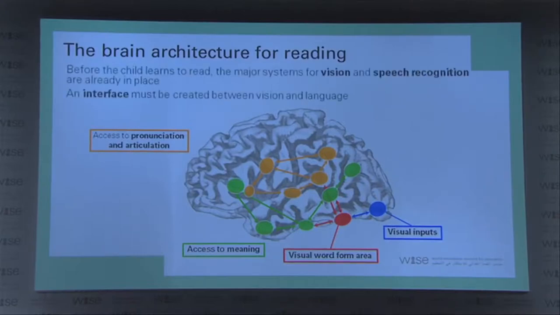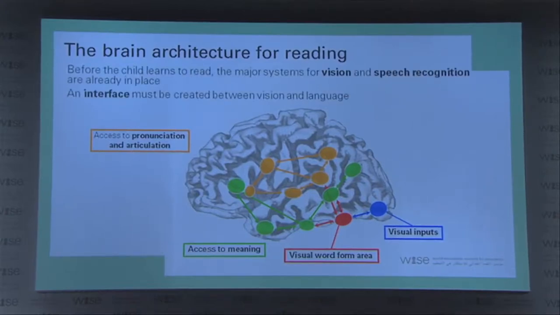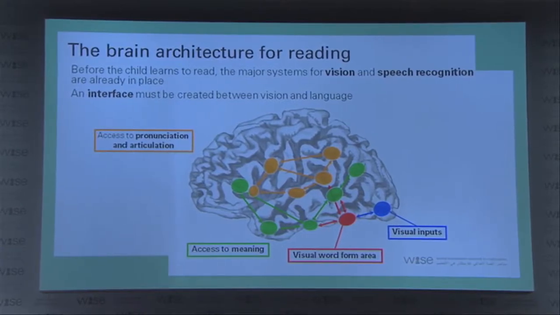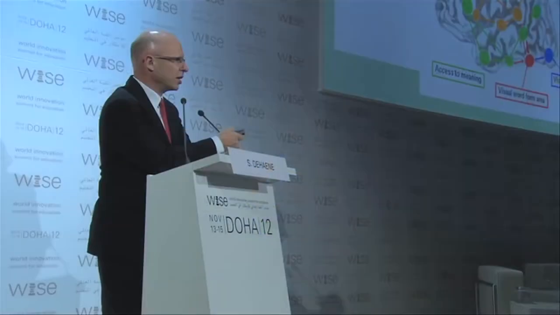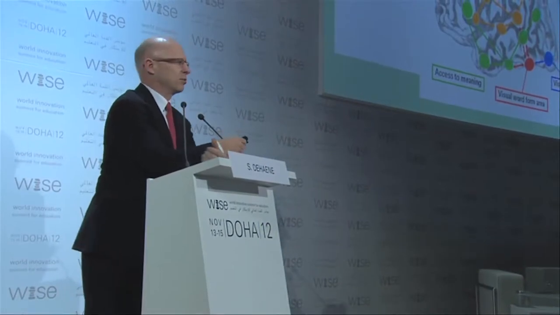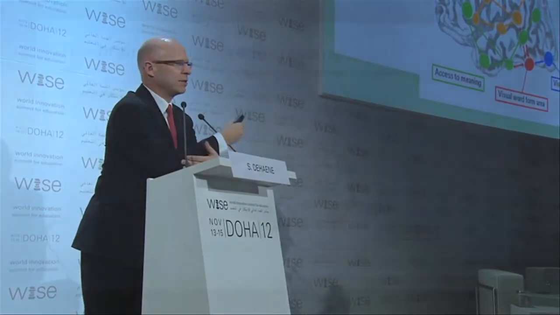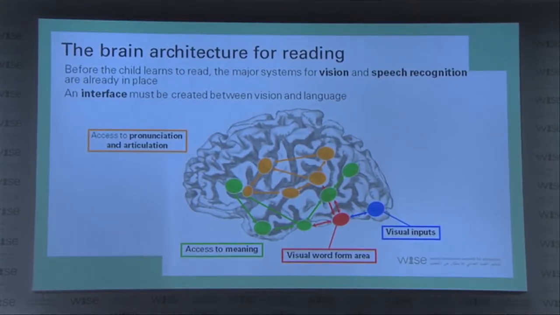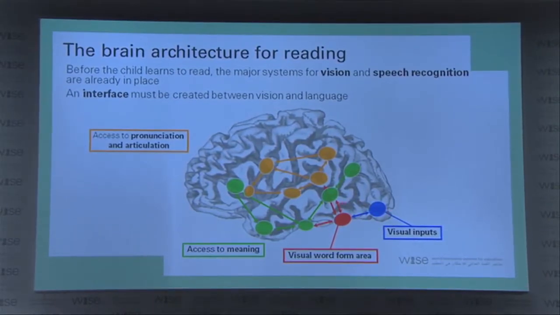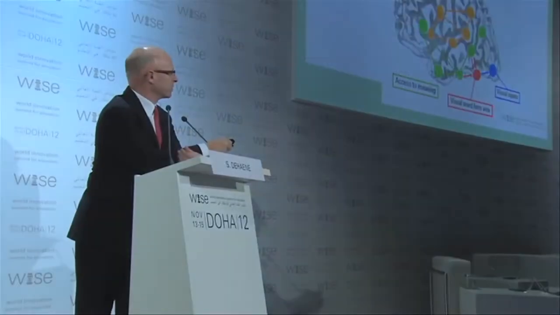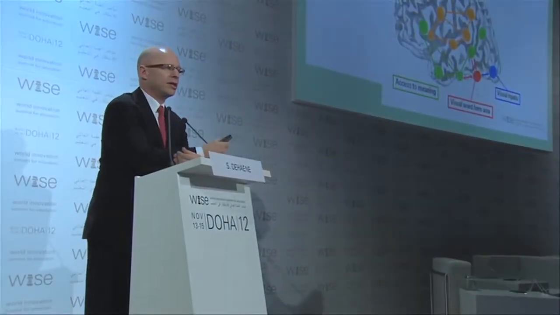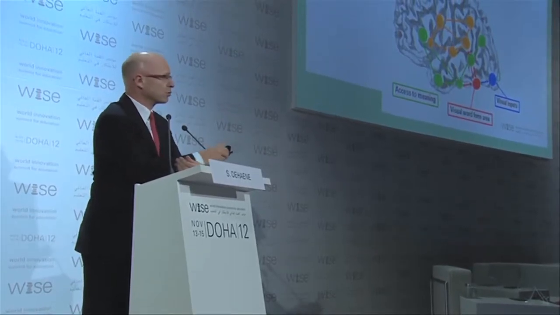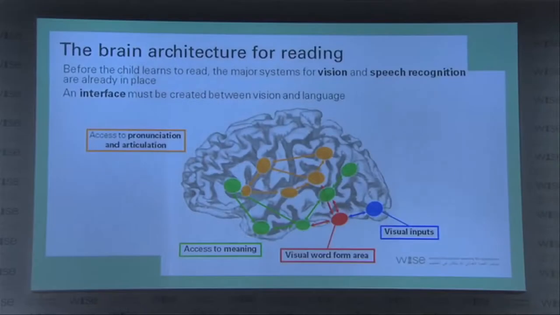Reading consists essentially in connecting, creating an interface between vision and the spoken language system. When the child comes to reading school, it already has a very sophisticated spoken language system. It already has a very sophisticated visual system, but it needs to create this interface, this visual word form area, this brain's letterbox, and to connect it appropriately. And in doing so, it needs also to change some of these target systems.